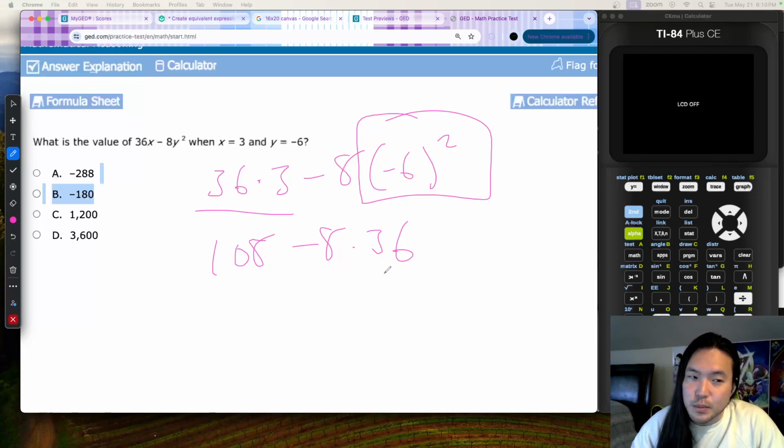Can you guys finish this problem now? You can do 8 times 36, and then whatever you get here, you can do 108 minus that number.